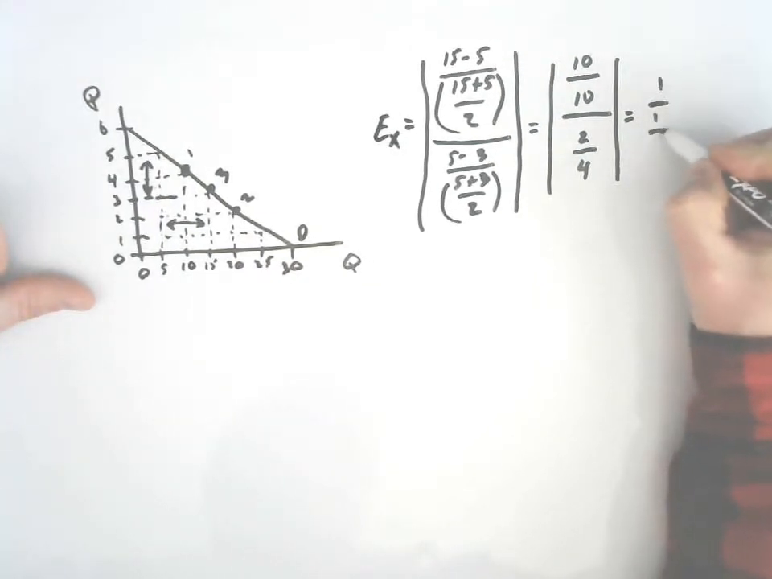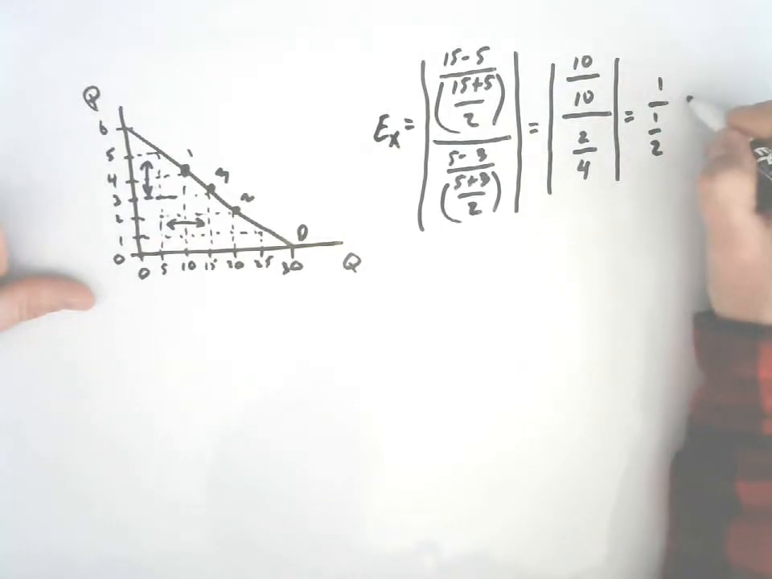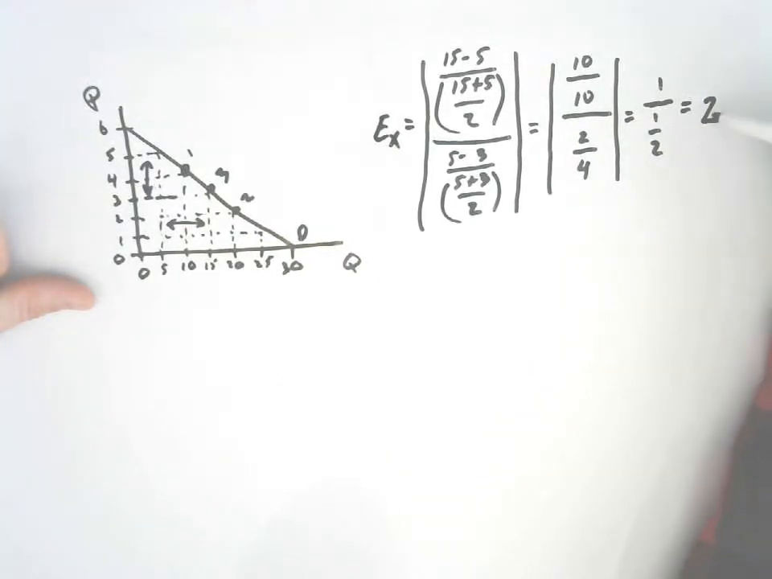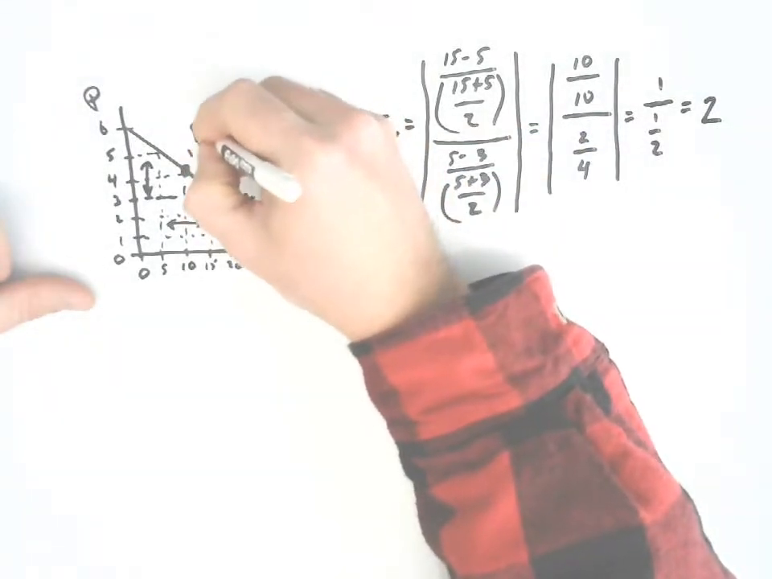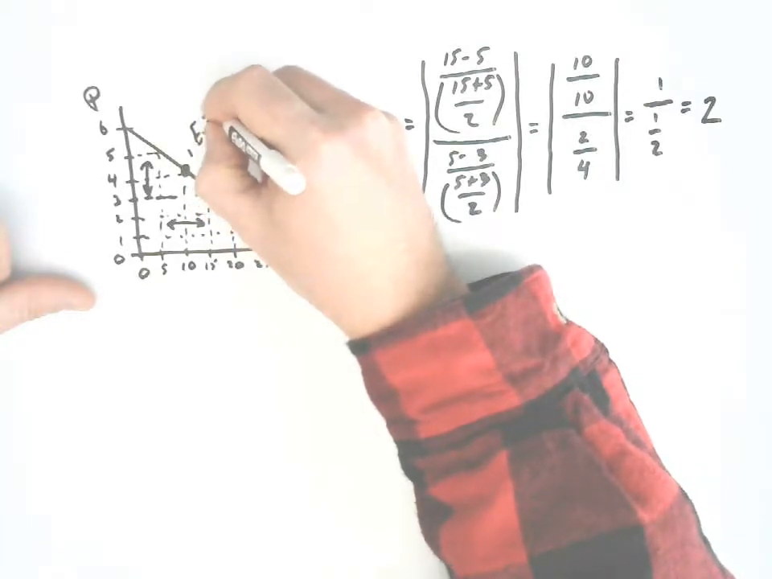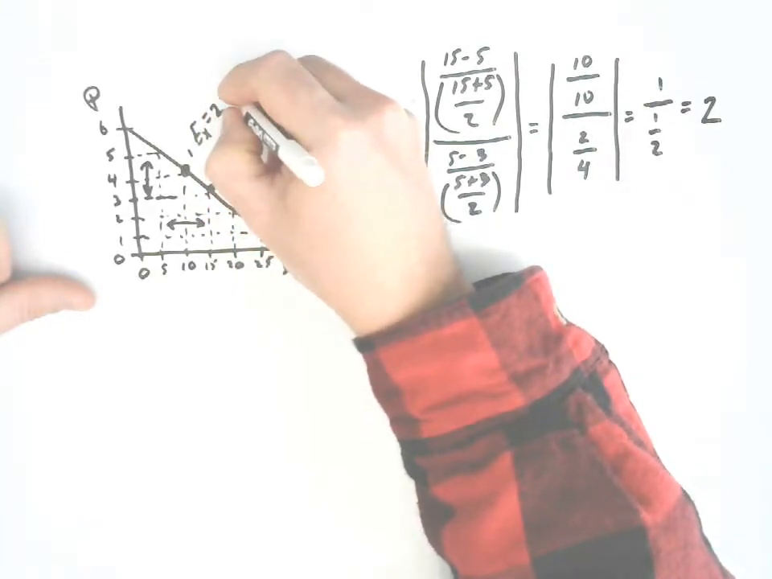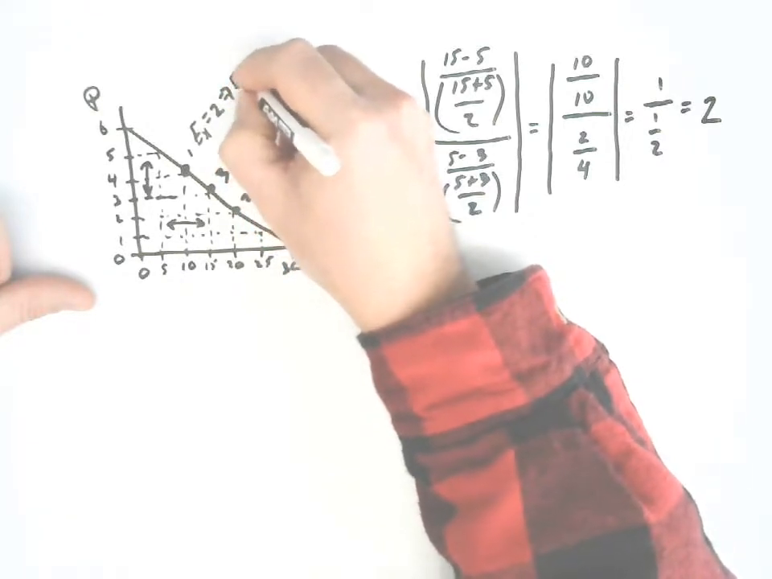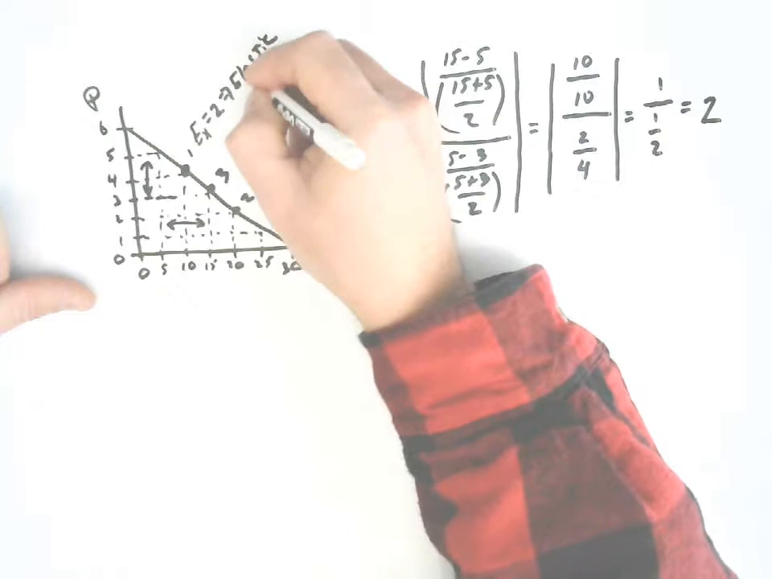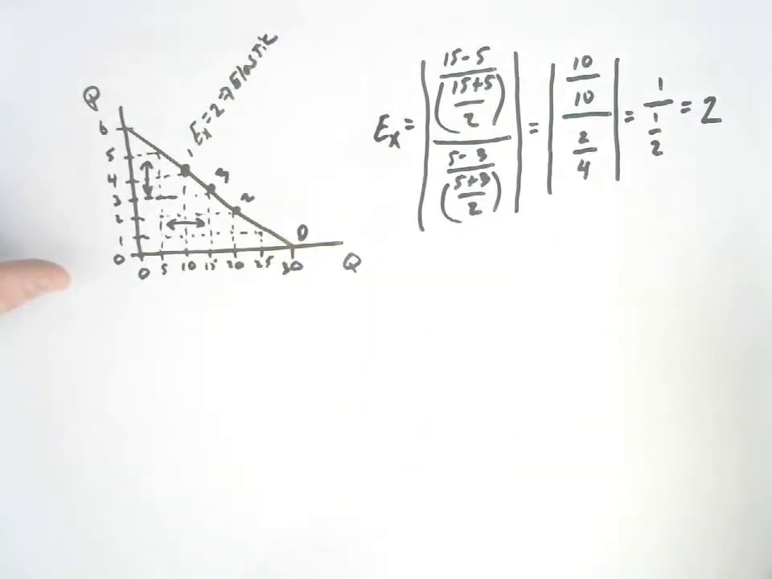So this gives me 1 divided by 1/2, which equals 2. Now remember the categories that I placed our elasticity values in. If the elasticity value is greater than 1 in absolute value, which this is, we call this elastic demand. So at point 1, the elasticity value equals 2, which implies that demand at that point is elastic.